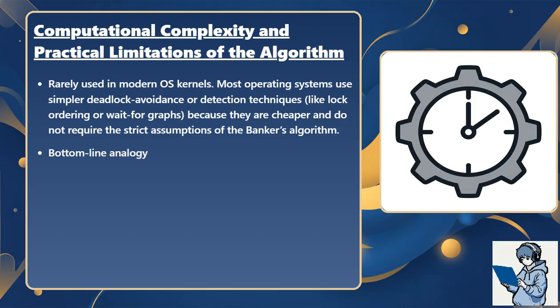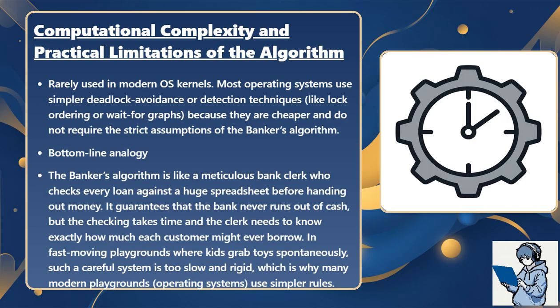Bottom line analogies. The banker's algorithm is like a meticulous bank clerk who checks every loan against a huge spreadsheet before handing out money. It guarantees that the bank never runs out of cash, but the checking takes time and the clerk needs to know exactly how much each customer might ever borrow. In fast-moving playgrounds where kids grab toys spontaneously, such a careful system is too slow and rigid, which is why many modern operating systems use simpler rules.